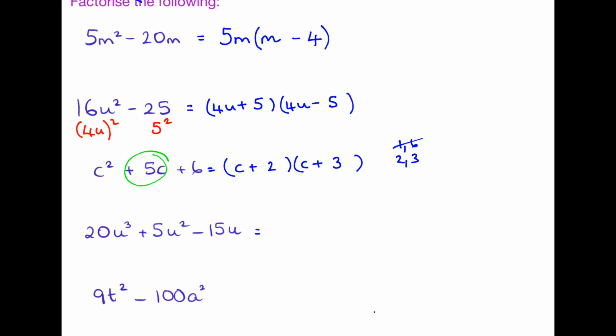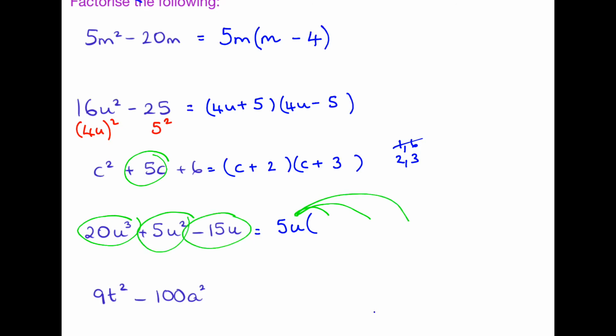All right, so again, try common factor first. So looking at the numbers, we can see 20, 5 and 15. We do have a common factor there, and the common factor is 5. Looking at the letters, we've got u cubed, u squared and u. So we've got a common factor of u in all of those, so we can put 5u outside the bracket. And our terms inside the bracket, remember, that times that has to give us 20u cubed, that times that has to give us 5u squared, and that times that has to give us negative 15u. So that's where we're heading with that.